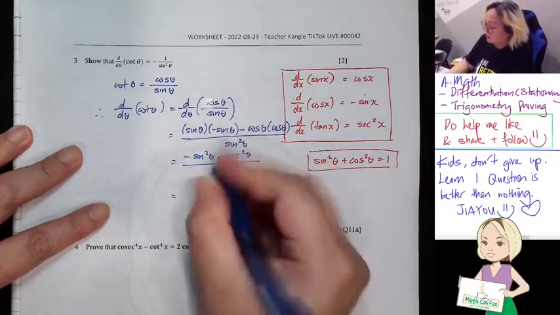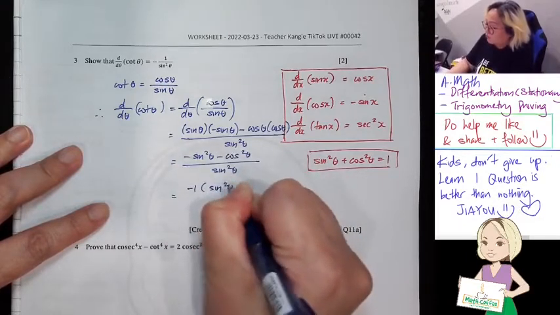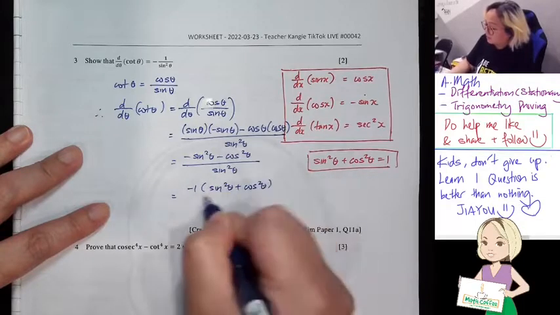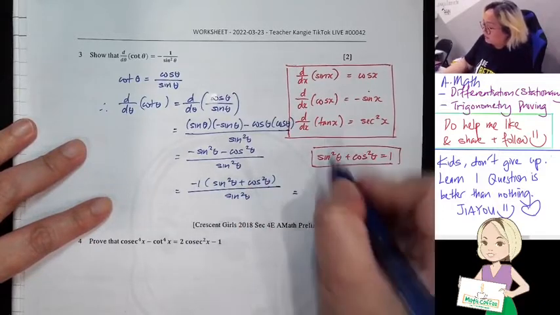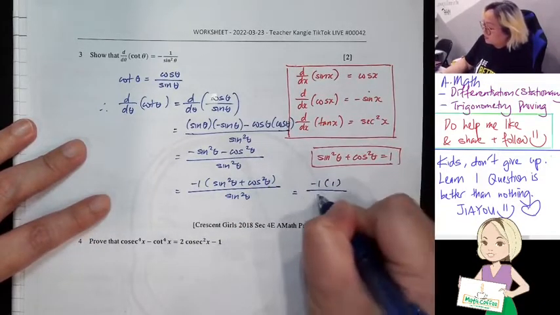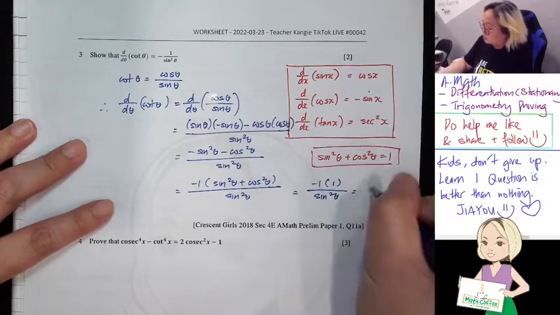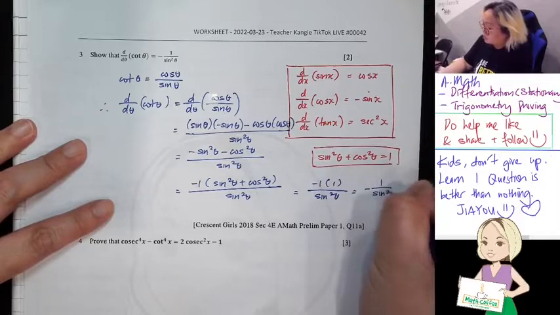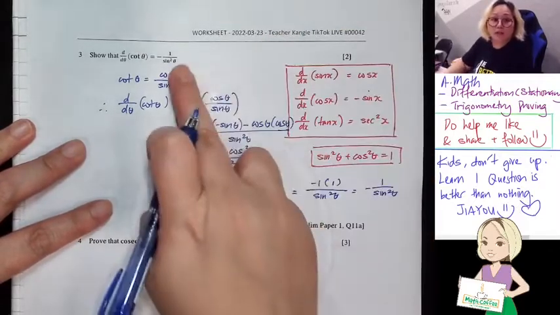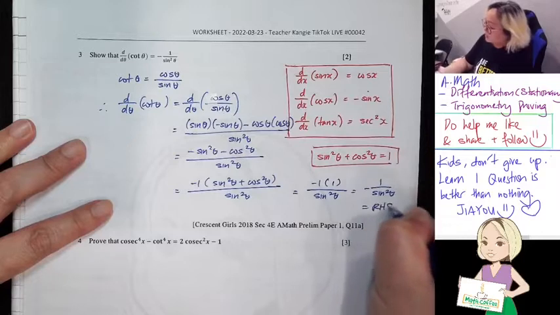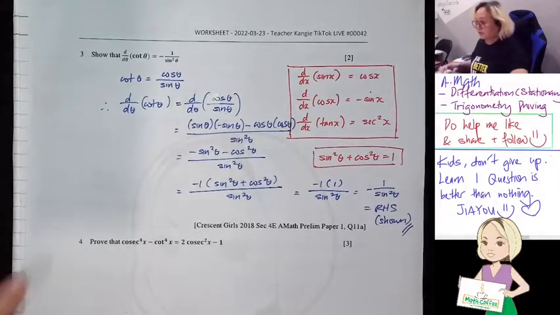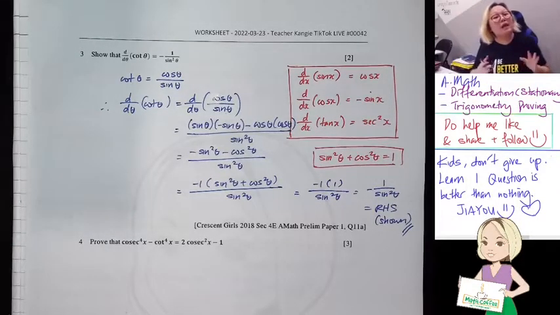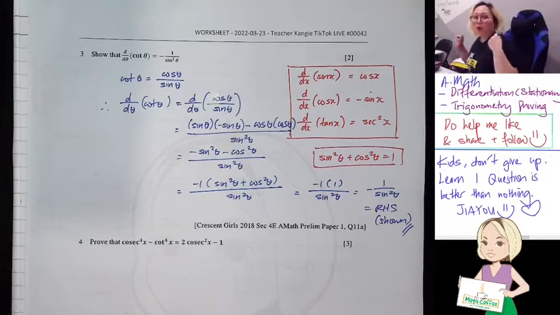So I'm going to take out negative 1. I'm left with sine square theta plus cosine square theta over sine square theta. And this one is 1, right? So I end up having minus 1 times 1 over sine square theta, which is equals to negative 1 over sine square theta, which is equals to right hand side. Shown. Done. So this is how I differentiate cotangent theta, by changing it to cosine theta over sine theta and then applying quotient rule.